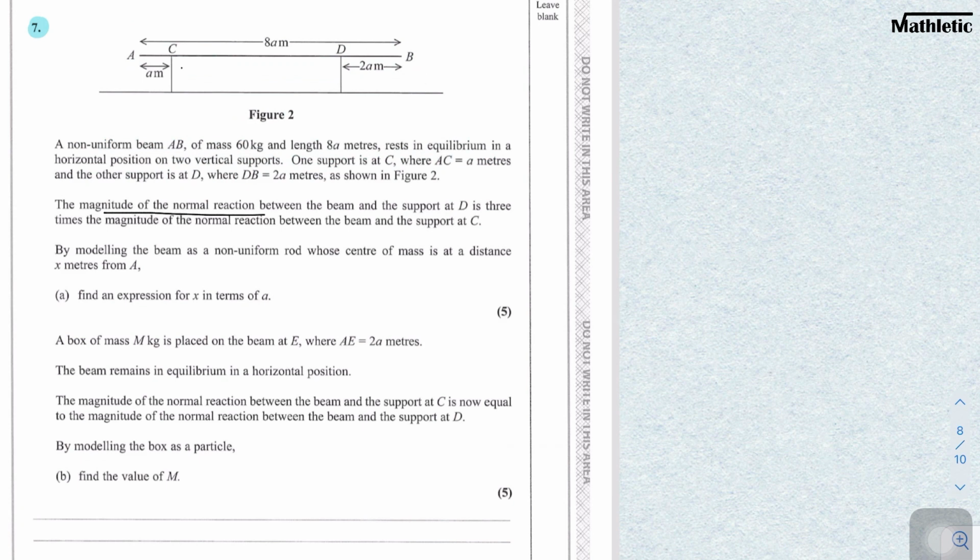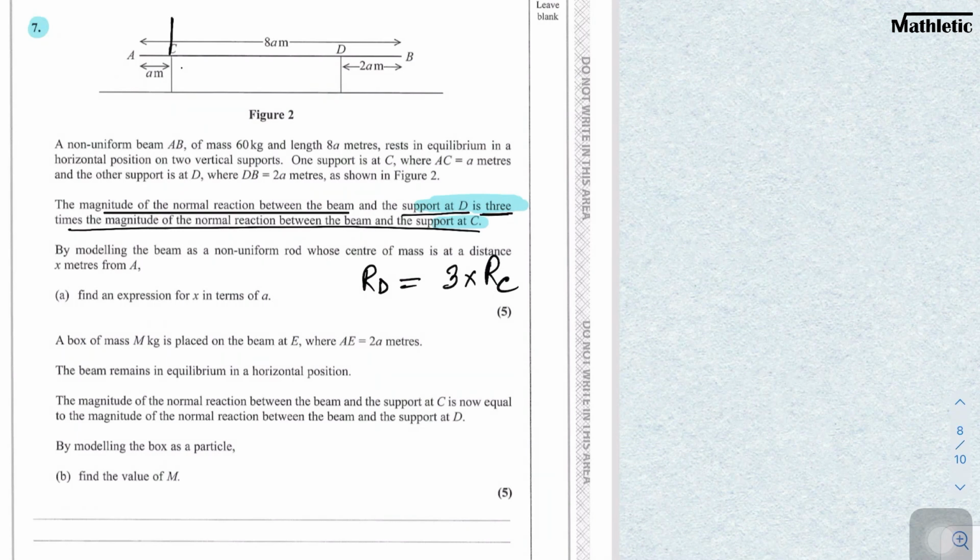The magnitude of the normal reaction between the beam and the support at D is 3 times the magnitude of the normal reaction between the beam and the support at C. As in, the normal reaction at D is 3 times the normal reaction at C. So if we consider the normal reaction at C as R, in that case at point D this will be 3 times of that, so 3R. This point is C, that's D.